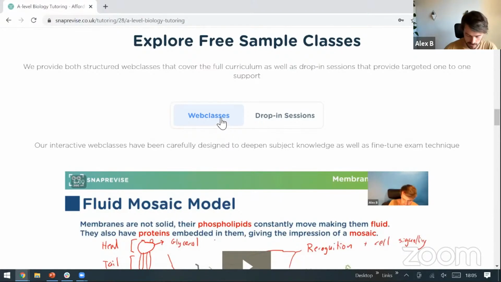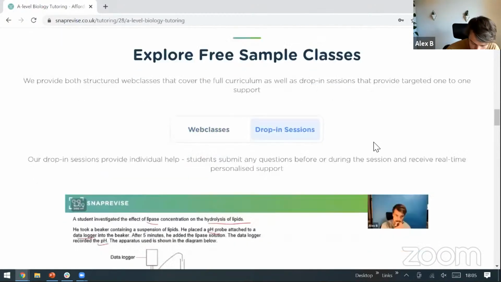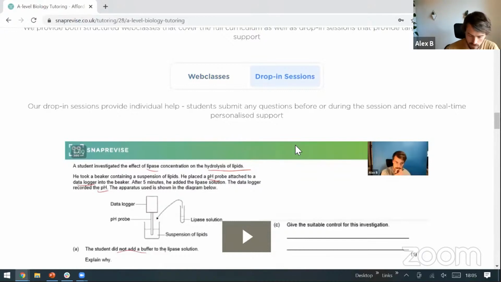Our classes are split into 2 different types. We've got web classes. The one we did today was a web class. It's basically structured. We go through a topic, do past paper questions, and that's a web class. A drop-in session is whatever you guys want to work on. So if you've got questions that you want to go through, or a topic that you're not really that comfortable with and you want to go through, the drop-ins are your opportunity to ask questions, to select topics. So there's two options.